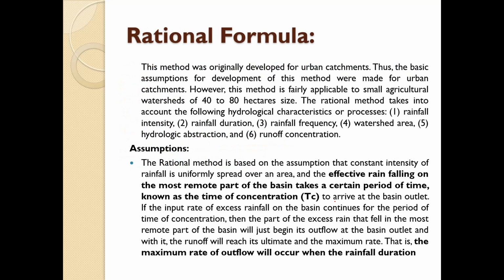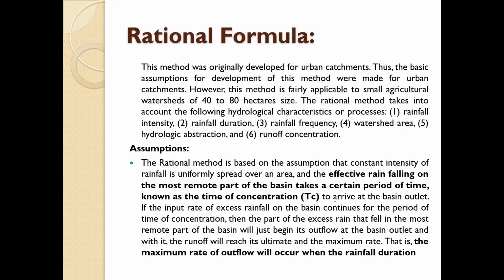Now the rational formula. This method was originally developed for urban catchments, so the basic assumptions for its development were made for urban catchments. However, it is fairly applicable for small agricultural watersheds of 40 to 80 hectares. The rational method takes into account rainfall intensity, rainfall duration, rainfall frequency, watershed area, hydrologic abstraction, and runoff concentrations.